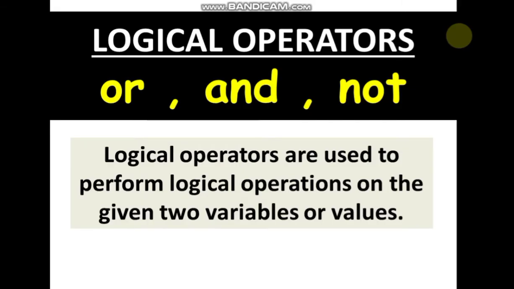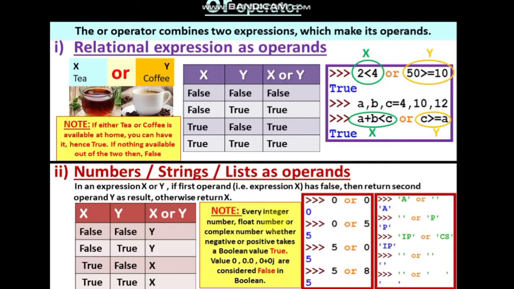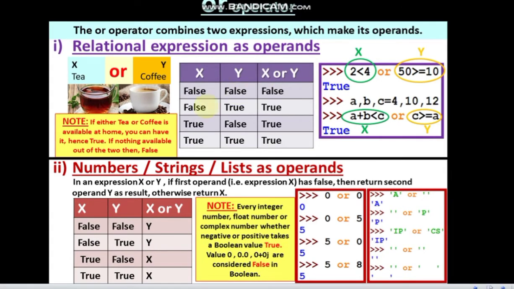Now moving on to logical operators: and, or and not. Logical operators perform logical operations on two given variables or values, and they also return a true or false value. But there is an exception. Now let us see one by one what they do. The OR operator combines two expressions, which make its operands. So let me give you a simple funda of the OR operator.